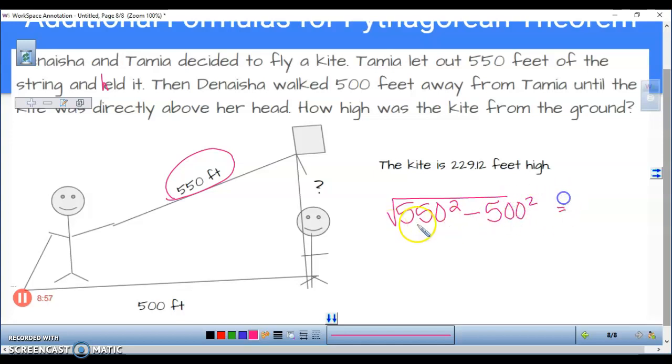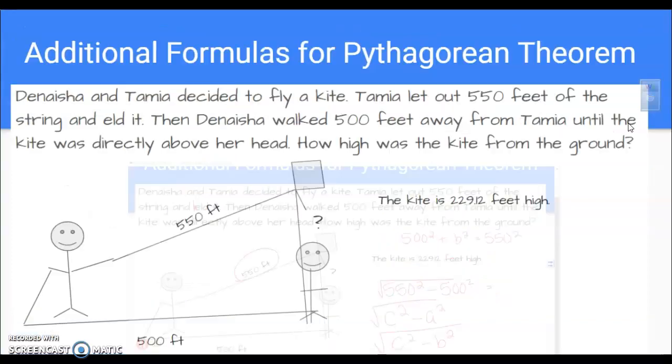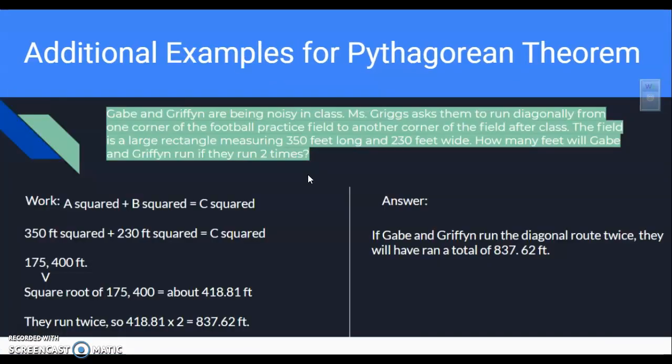So these are some variations that they might write to help you solve this. If this were just in terms, this could be c squared minus a squared, or c squared minus b squared. So just know they may write this formula in different ways. They may not even have the square root. They may write it in this form, 500 squared plus b squared equals 550 squared. So you will have to analyze different formulas on this test and figure out which one works. So just try them out to see which one works.